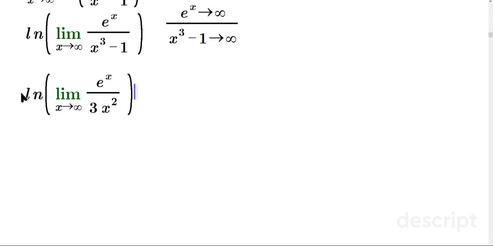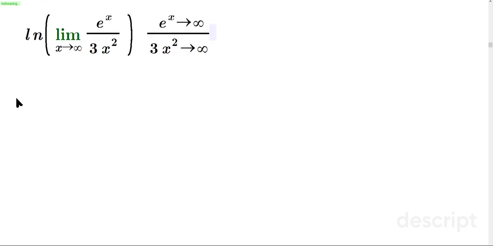Now, let's see what happens in this case. When x goes to infinity, e to the x still goes to infinity, right? And then likewise with this bottom, 3x squared, when x goes to infinity, that also still goes to infinity. It's still infinity over infinity. See? You have to differentiate again: the ln of the limit as x approaches positive infinity, and this is e to the x divided by 6x.